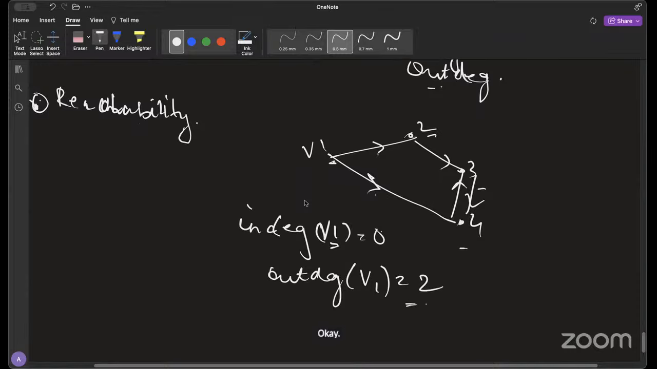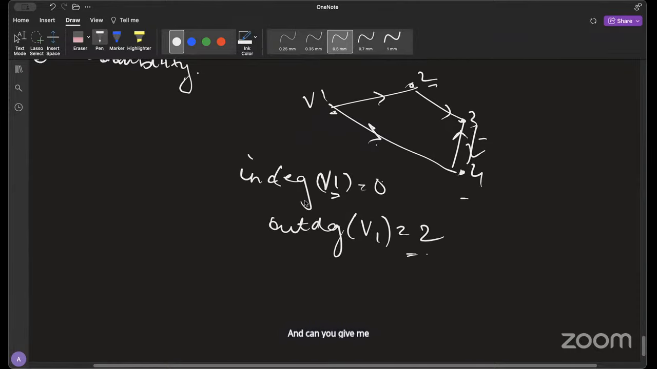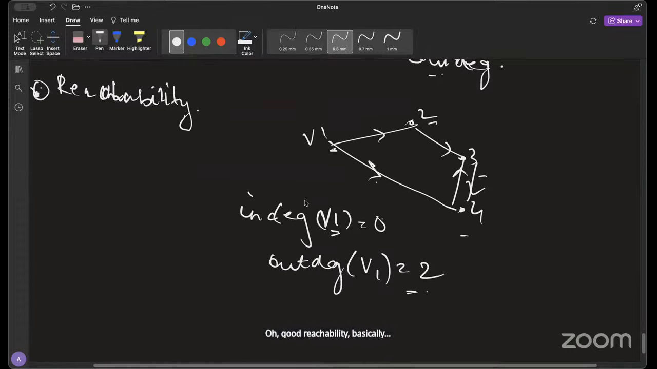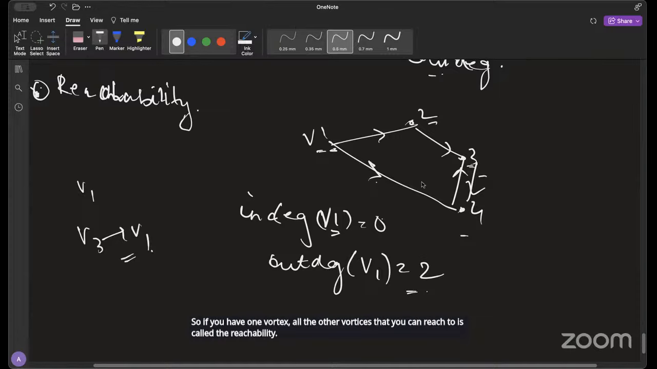Can you give me a very short and quick recap of reachability? Okay, reachability is basically an idea of whether you can reach from a given vertex to another vertex. From here you see that you can reach from V1 to V3, but you can't reach from V3 to V1, right? That's what reachability is. If you have one vertex, all the other vertices that you can reach from it is called the reachability. That's why I say it's an idea.